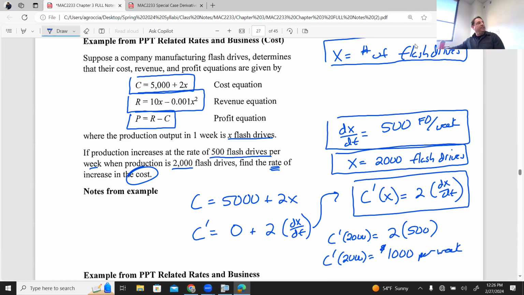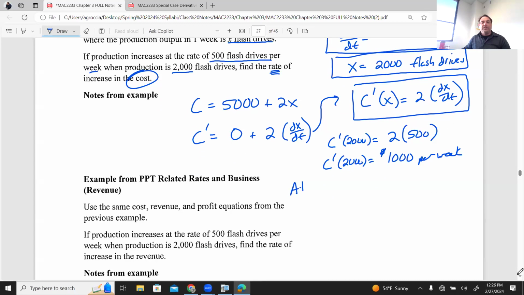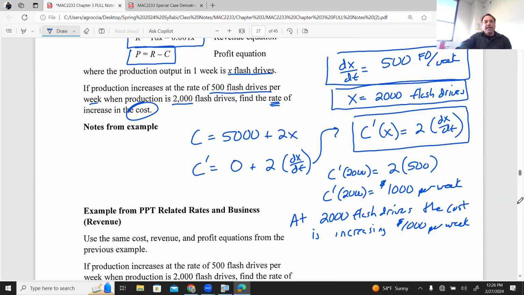So if I was going to write this in a sentence, at 2,000 flash drives, the cost is increasing $1,000 per week. Take a minute, let that soak in a little bit, how we did it.